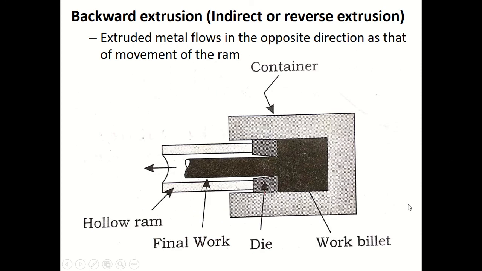And backward extrusion is also called indirect or reverse extrusion, which means the opposite. The extruded metal flows in the opposite direction to the movement of the ram. Look at the container, the work billet, the die, and the hollow ram.